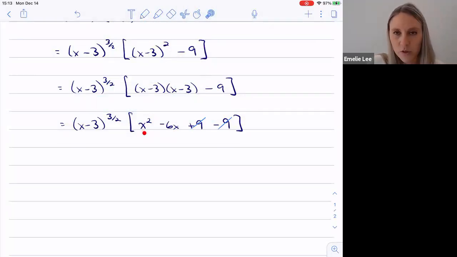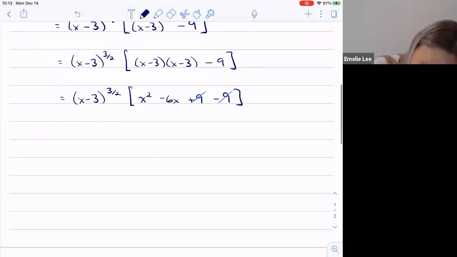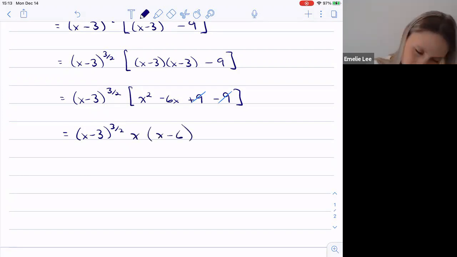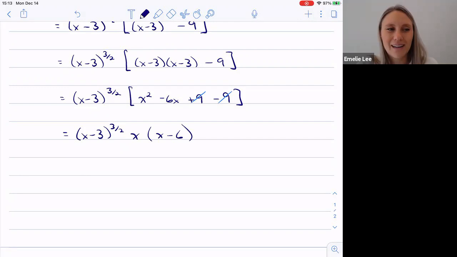Looks like I'm able to extract a common x here, so I'm going to do that. I'm going to pull that common x outside here and then see what I'm left with. So x minus 3 to the 3 over 2, and then x times x minus 6. And I can't see any other option for factoring any further. So we're done.